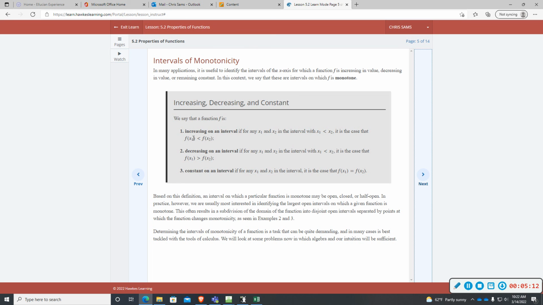And if the first y value is smaller than the second y value, then that means the function was going up. And similarly for decreasing, you have the two x values in the same order: x1 is smaller than x2, so you're going left to right. And if the first y value is bigger, which means it was going down left to right, then it would be decreasing. And then you have constant interval, if you have two different x values and the y values are the same.